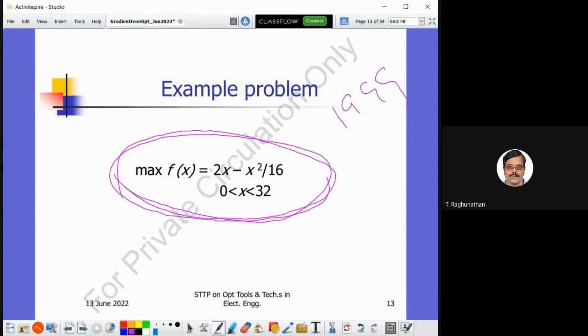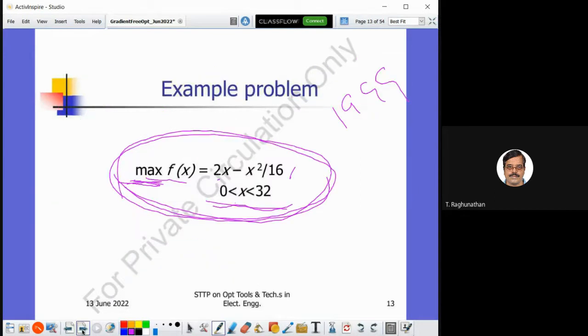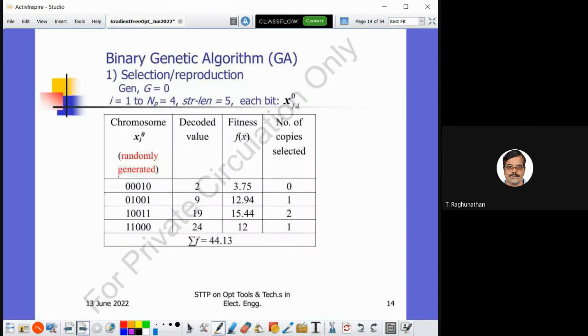This is an example of maximization. Remember, not minimization. The default case is minimization, but this is a case of maximization. Maximize f = 2x - x²/16, with the bounds: lower bound is 0, upper bound is 32. So how do you maximize this? By applying these three steps, or including initialization, these four steps that I told you. So first, you generate this population.